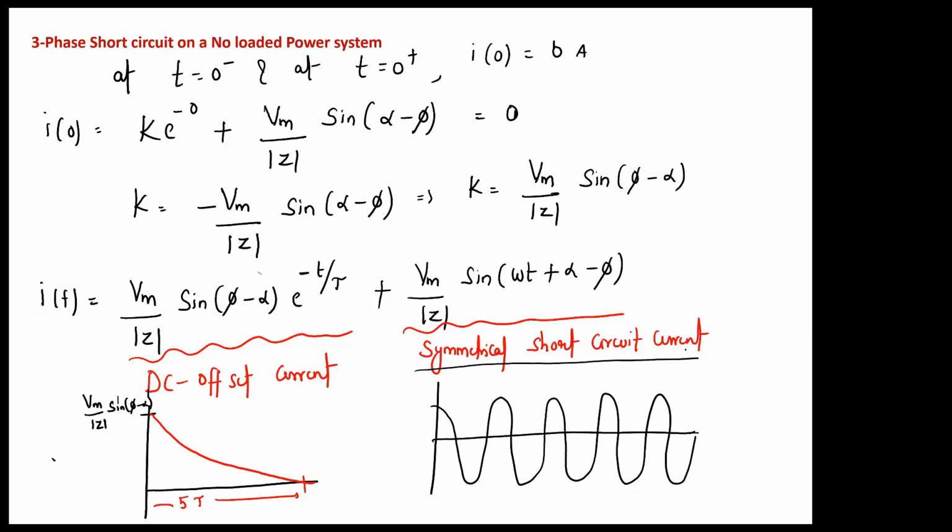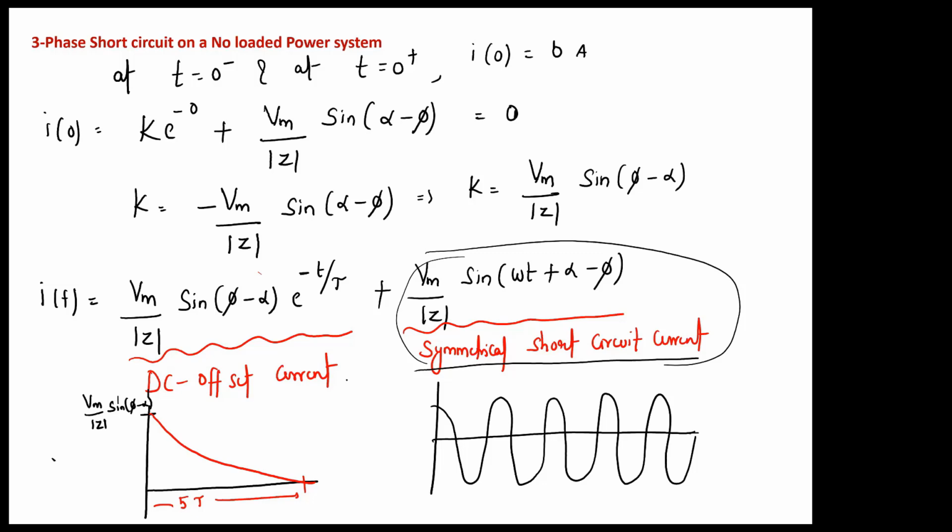So far we have calculated I_F per unit = 1/X1 equivalent. So far we have only calculated the symmetrical short circuit current. Whatever formula we adopted during the previous example, whatever current we calculated, that is the symmetrical short circuit current. We did not consider the DC offset current. Why are these DC offset currents coming? Because of the sudden occurrence of fault. So these DC decaying currents or DC offset currents come into the picture.